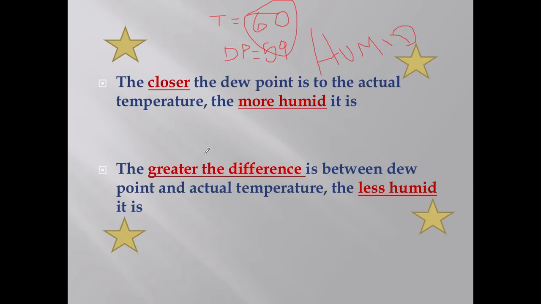All right, so nice low dew points means not humid. It'll be a nice dry day. High dew points, it's going to be really muggy.